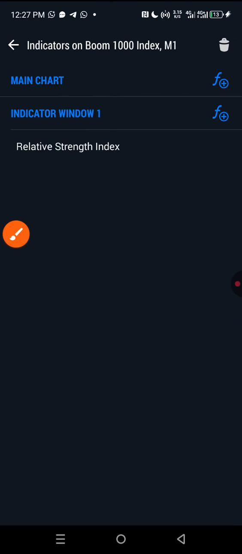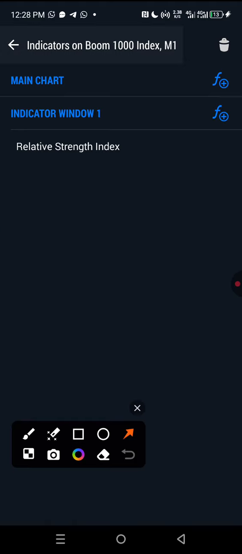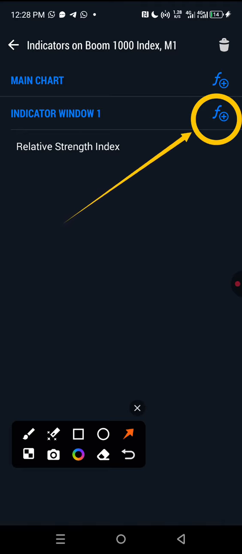All right, then if you click on save, you will see the relative strength index on your window, and it has created window 1 because I don't have any other indicator window except this. Some of you that have windows before, it might be window 3, it might be window 2, it might be window 1. It depends. But on that same indicator window where you saw your RSI, click on the F plus, this one now.